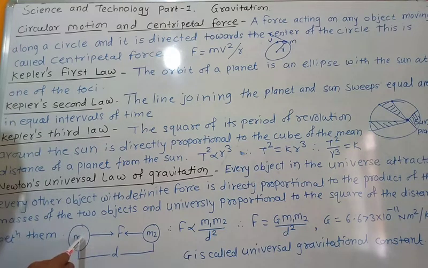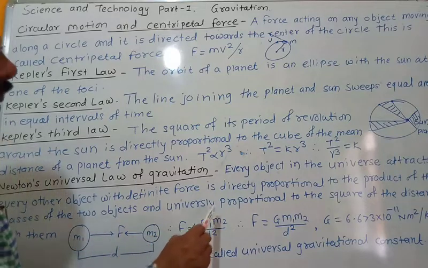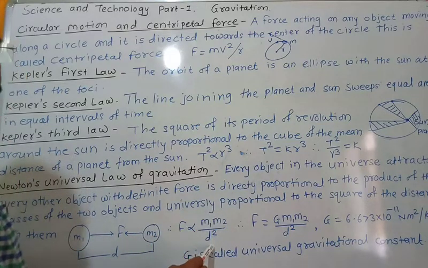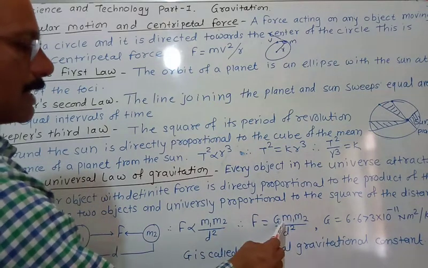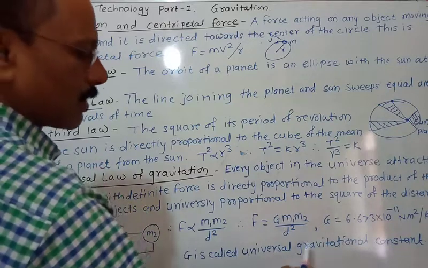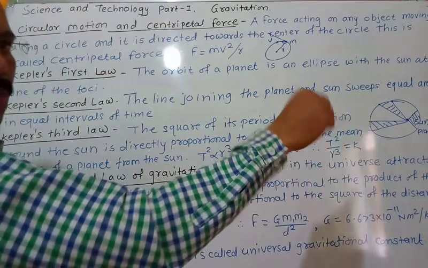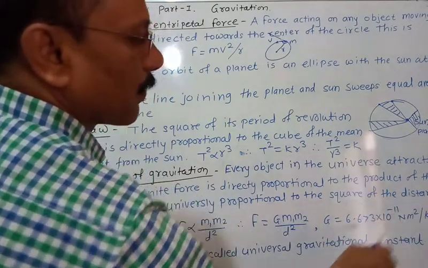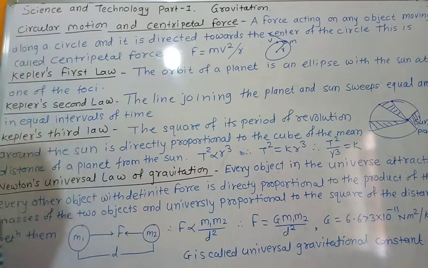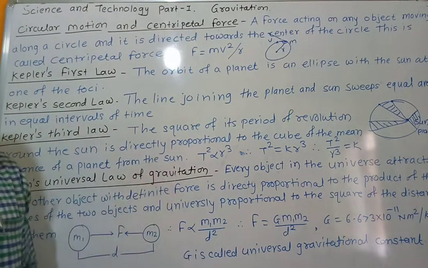So take m1 and m2 as the two masses, placed at a distance d, and both objects apply the force F on each other. That is, F is directly proportional to m1 m2 divided by d square. Therefore, F equals G m1 m2 divided by d square. Here G is the universal gravitational constant, and it is fixed everywhere. G equals 6.673 into 10 raised to minus 11 Newton meter square per kg square. These are the three laws and the gravitational law.